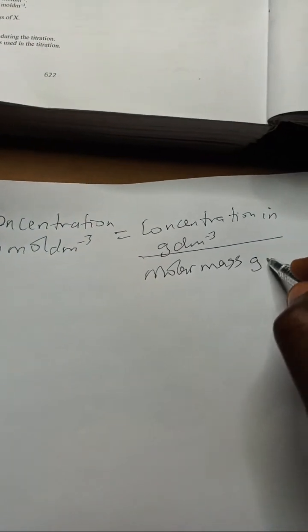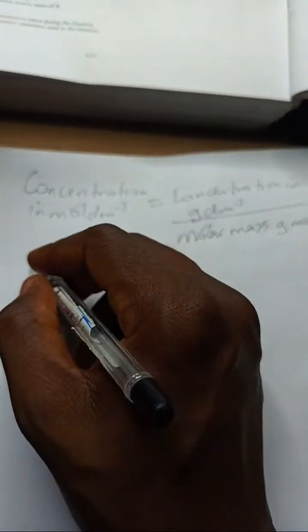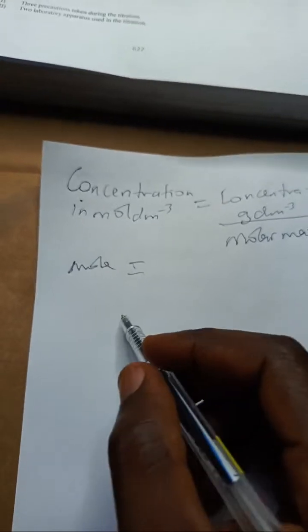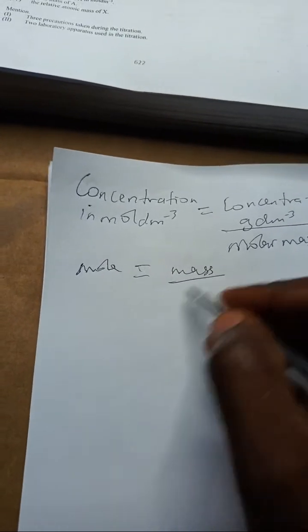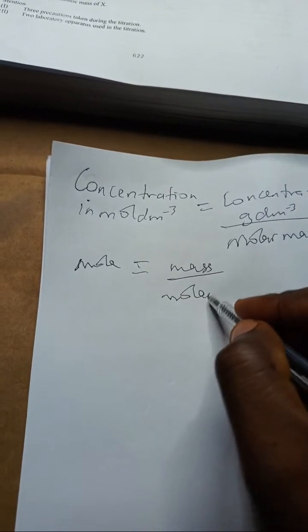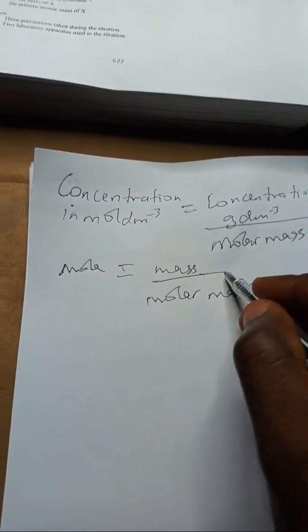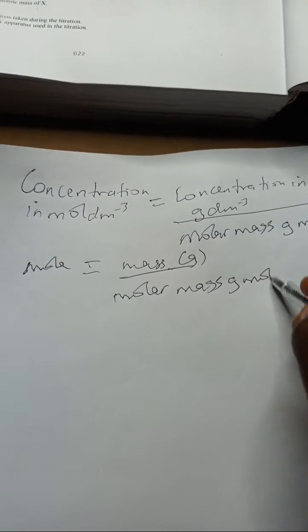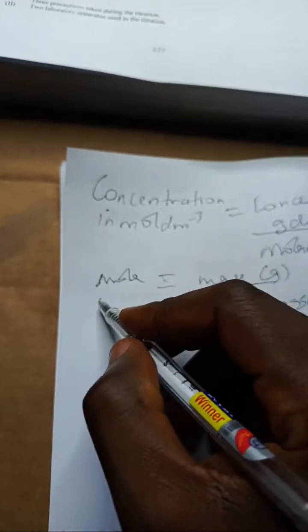And that will be in gram per mole. This formula is taken from the formula of mole. You know, amount in mole is equal to mass over molar mass. Mass over molar mass. Now, our mass is in gram. Molar mass is in gram per mole. And our mole is also in mole.